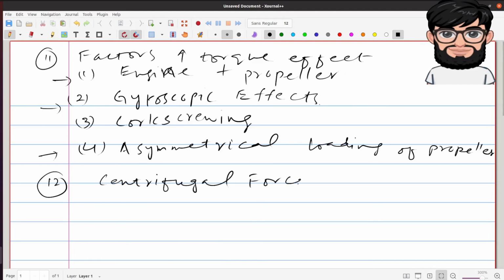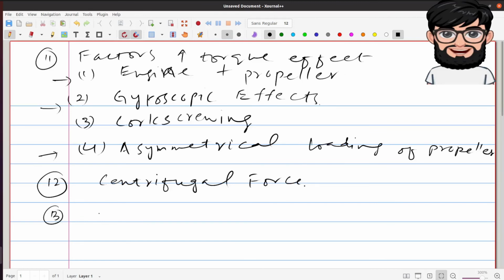Centrifugal force. The definition is the equal and opposite reaction of the airplane to the change in direction, right? And it acts equal and opposite to the horizontal component of lift. So whenever you're changing the direction, the force which actually tries to counter that is called the centrifugal force.